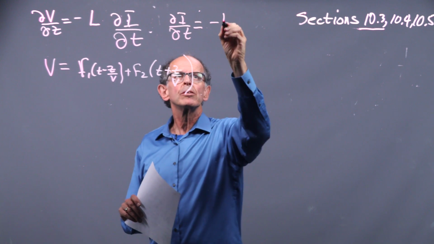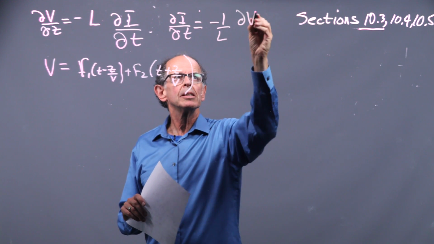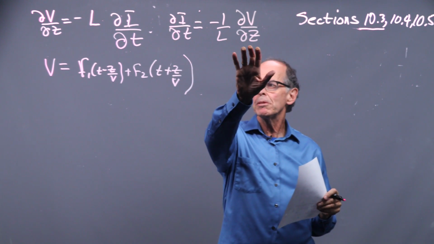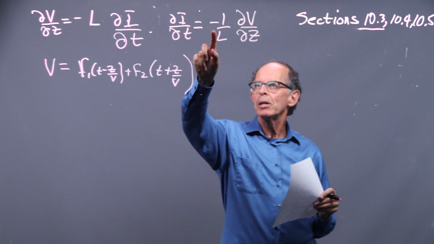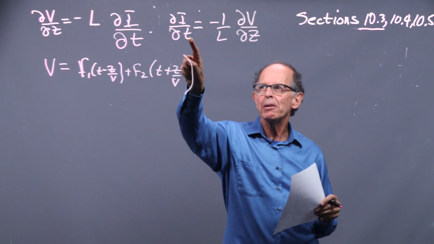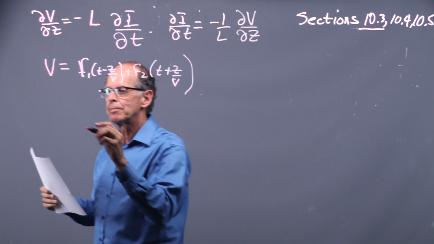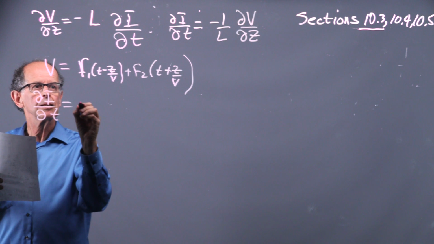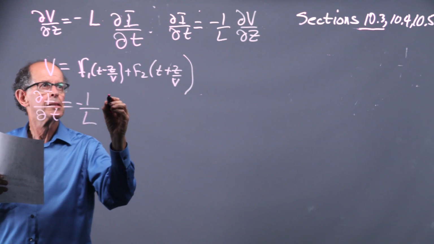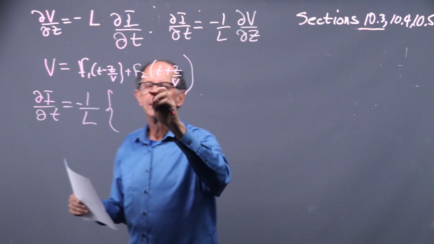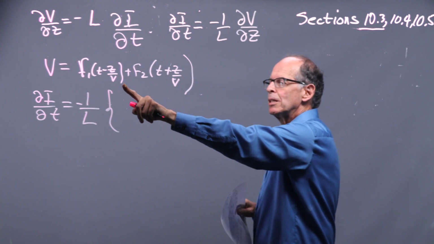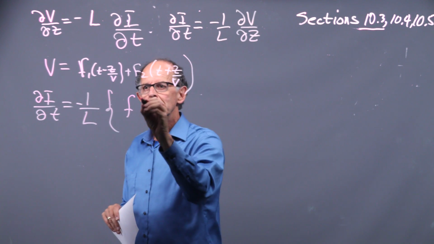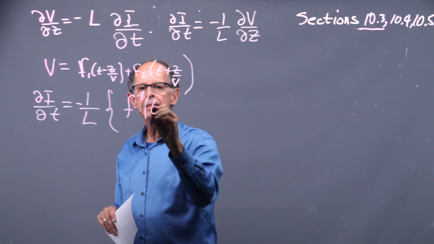dI/dt equals minus 1 over L dV/dz. So we'll differentiate V with respect to z, multiply by minus 1 over L. That will give us dI/dt. dI/dt equals minus 1 over L. Now, this with respect to z, we differentiate with respect to the argument, which we'll indicate just by a prime sign.